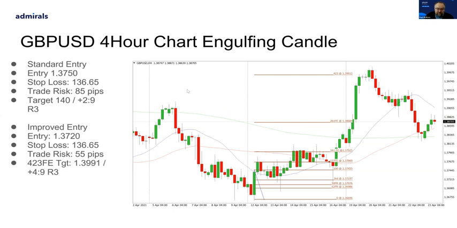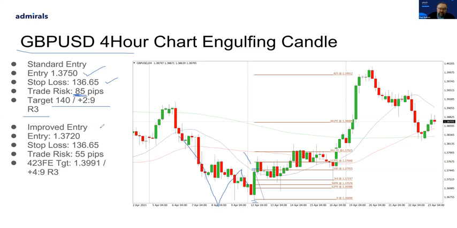I think just one or two more examples before we finish up. This was pound against US dollar on the 4-hour chart. We'd had a very nice double bottom, which was finished with a bullish engulfing candle. Standard entry would have been buying the break above that candle with a stop loss beneath the low. I would have been long at 137.50, stop loss at 136.65. So our one unit of R would have been 85 pips. Our target, the big round number, provides a 2.9 reward to risk ratio, which in itself is very handsome.